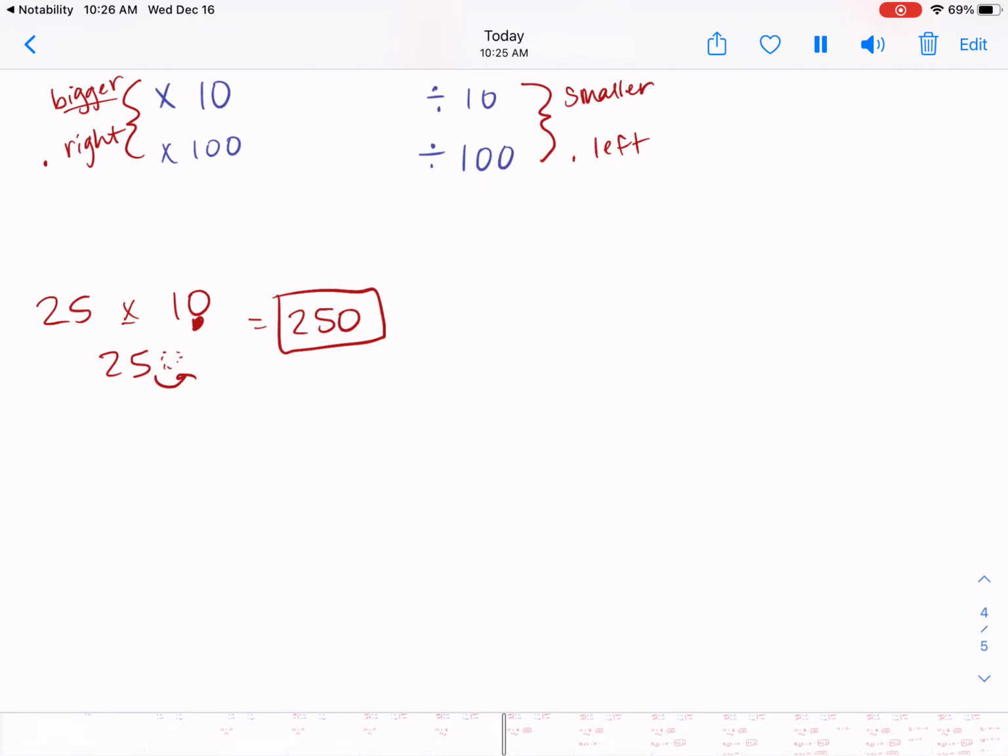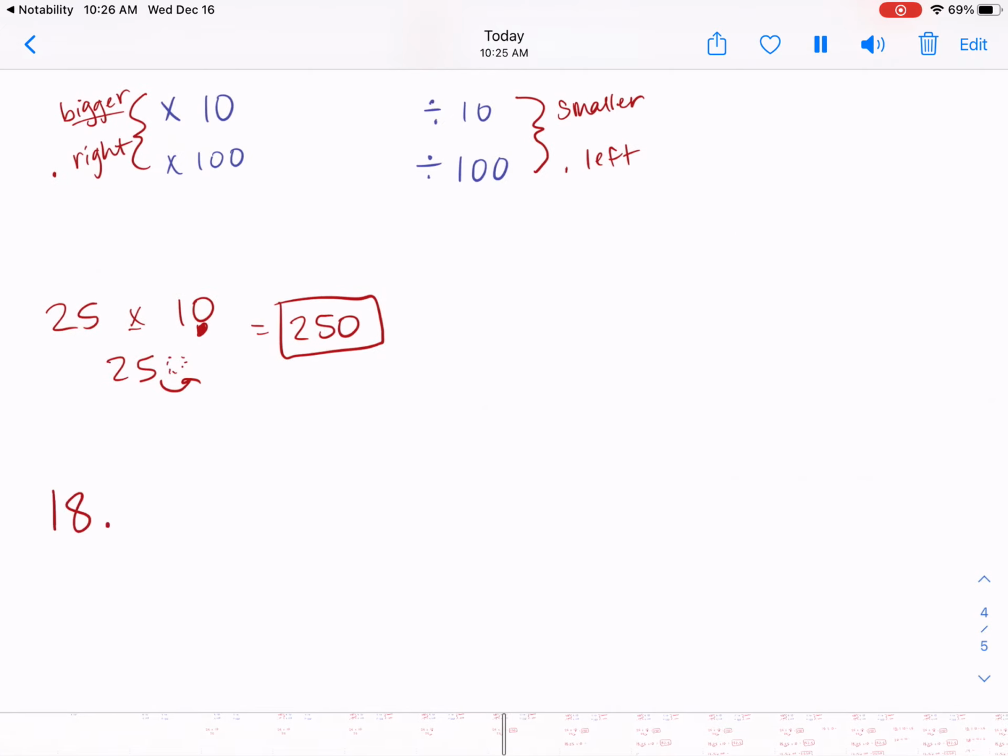But what if I had 18 and 25 hundredths times 10? Hopefully you know this too, but I'm not going to just stick a 0 on the end because that's not going to change my number at all, is it? So I'm going to take my decimal, move it one place to the right. So now my answer is 182 and 5/10.